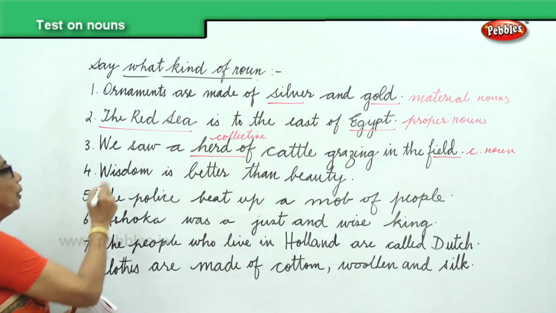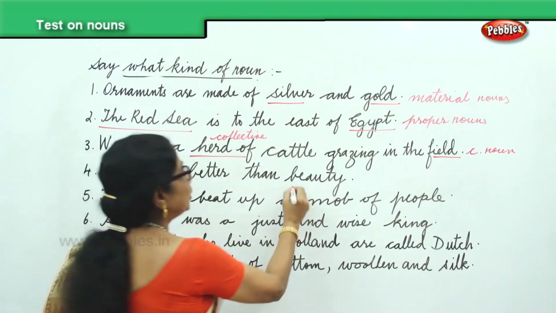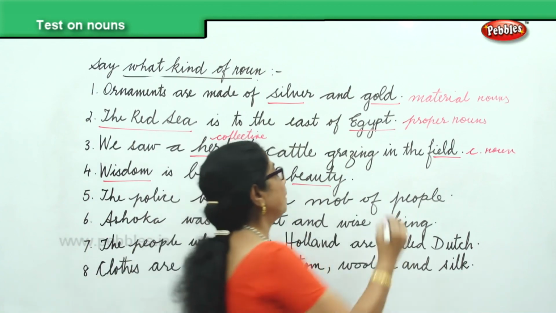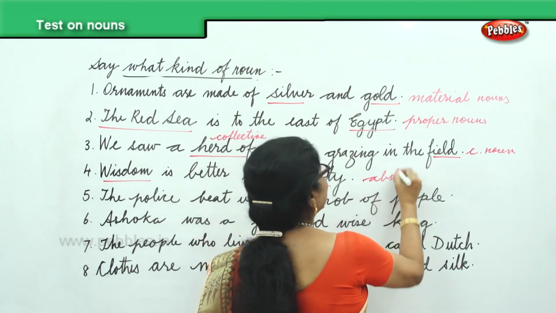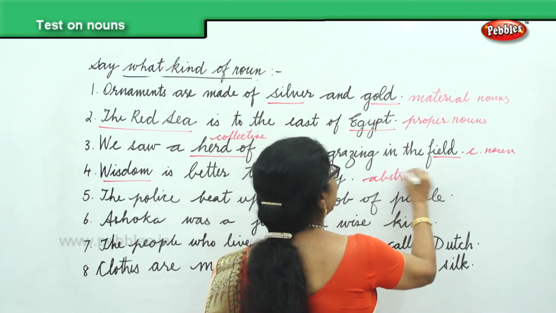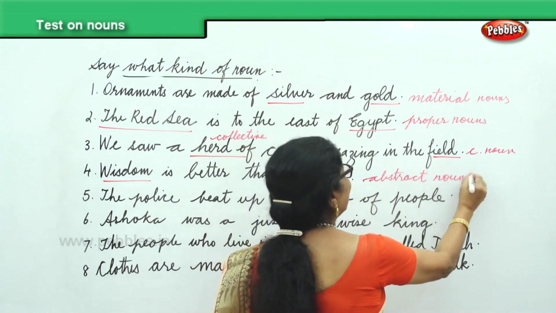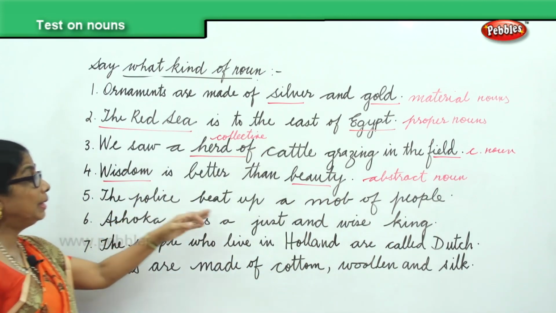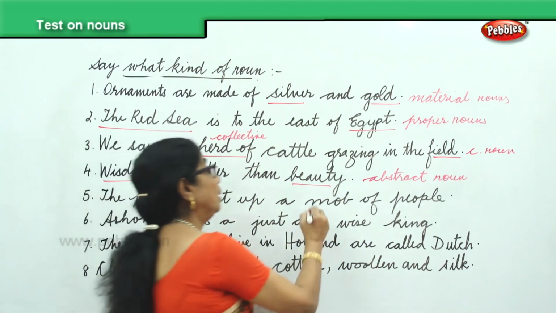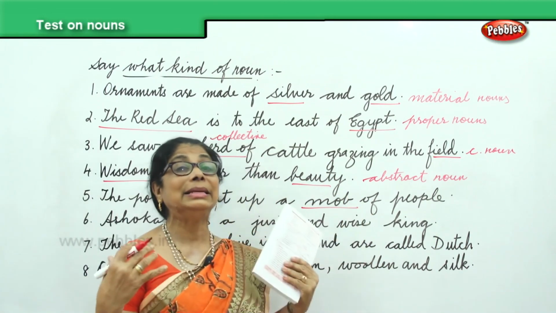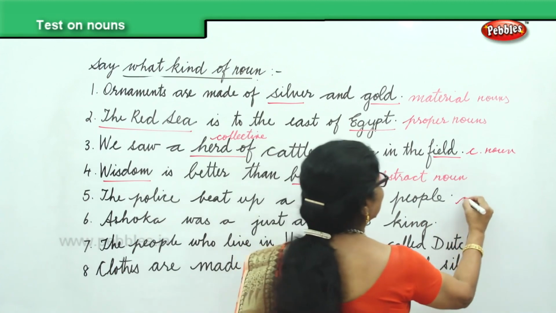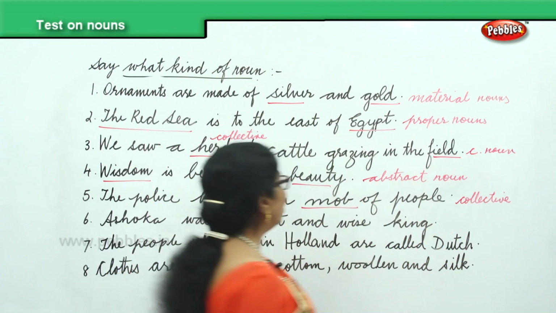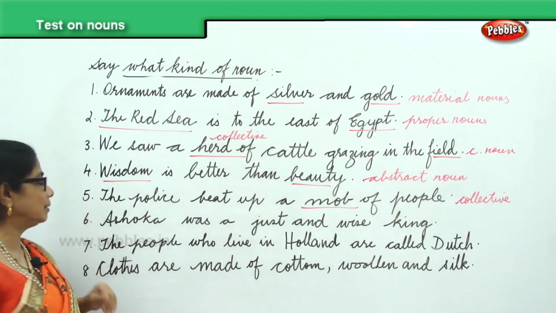Now, fourth, wisdom is better than beauty. You can only speak about wisdom, and you have also here beauty. Wisdom and beauty both are abstract nouns. Next you have, the police beat up a mob of people. Mob of people, that is a collective noun. So you have here a collective noun in the fifth sentence.